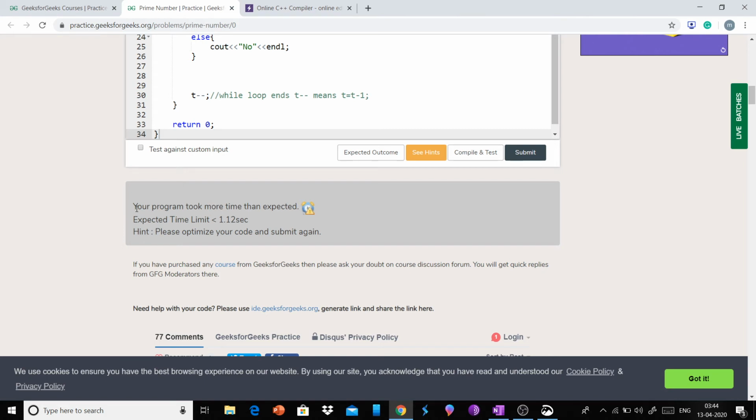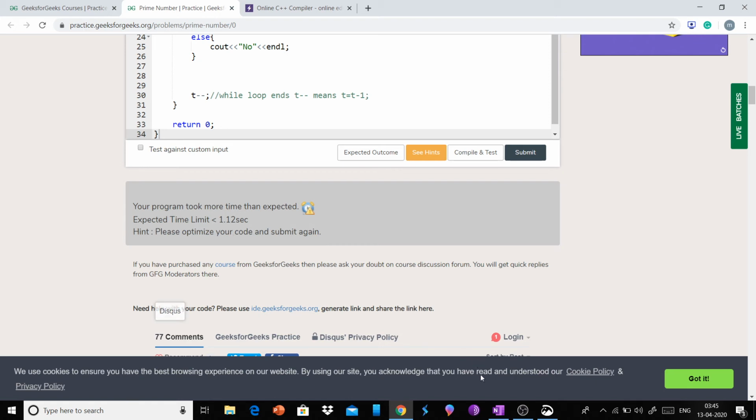So you can see that our answer is not right, and the reason is your program took more time than expected, right? Expected time in most of the cases, the default time is 1 second, right? But expected time is one. Our program took 1.12 seconds, right? So what is the hint? Please optimize your code and submit again, right?